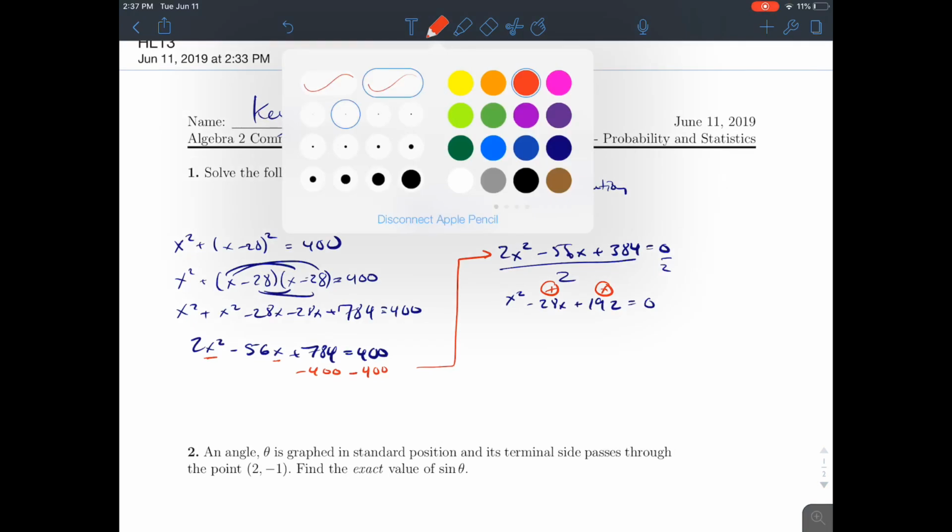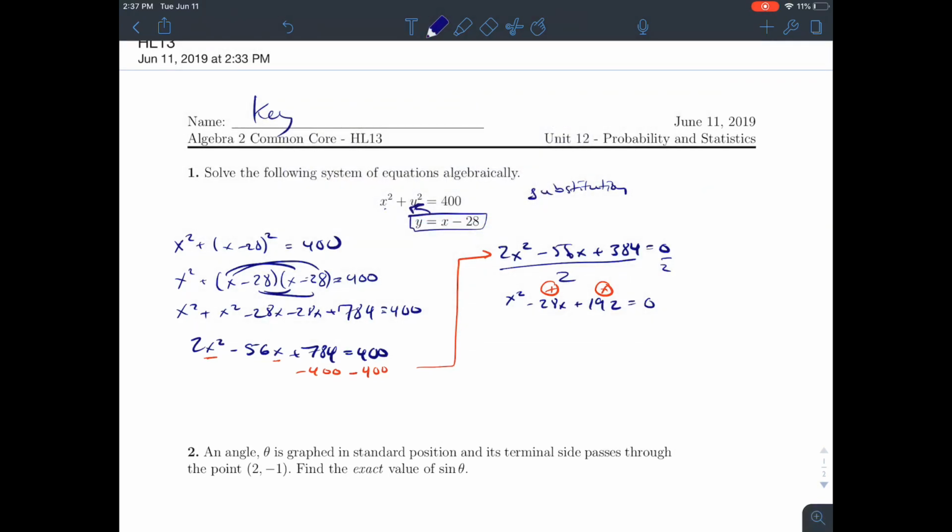So how do we do this problem? Well, for factors of 192, let me try a couple that come to mind. I'll try to divide by 4, see if that works. It looks like we could do 4 and 48, but those aren't going to add to make negative 28. So let me try again. Maybe instead of 4 and 48, I could try it with 8 and something else. So 192 divided by 8 gives me 24, so getting closer here, but that doesn't add to 28.